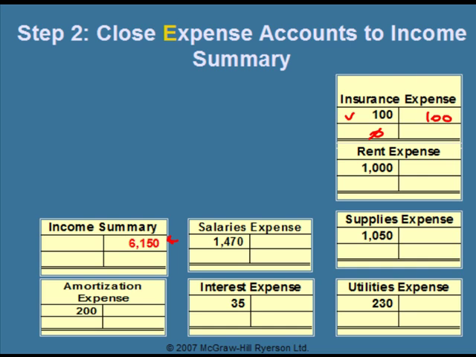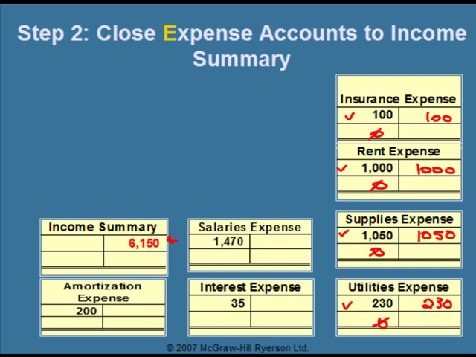We're going to do the same thing to the rent expense account. It's got a $1,000 debit right now, so that means we're going to credit that account for $1,000 in order to make it zero. Supplies expense is a debit right now. We're going to credit that account for the same amount to make it zero. Utilities expense has a debit of $230. We're going to credit $230 in order to make the account zero.